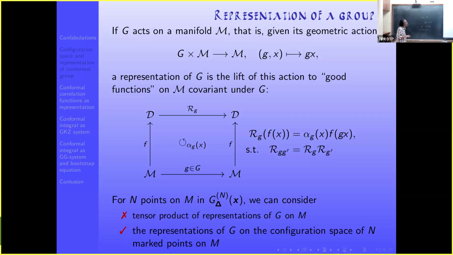So I'm looking at functions on the configuration space of n mark points in the manifold. This is because in the end, you're interested in the correlation functions, which are at mark points. It seems like the natural choice. So I'll not talk about any operators here.